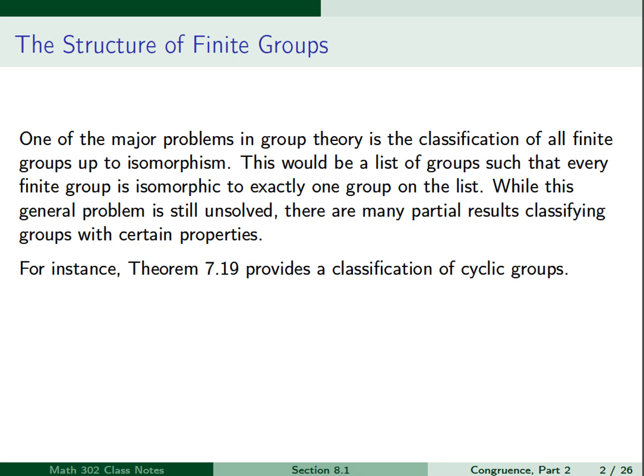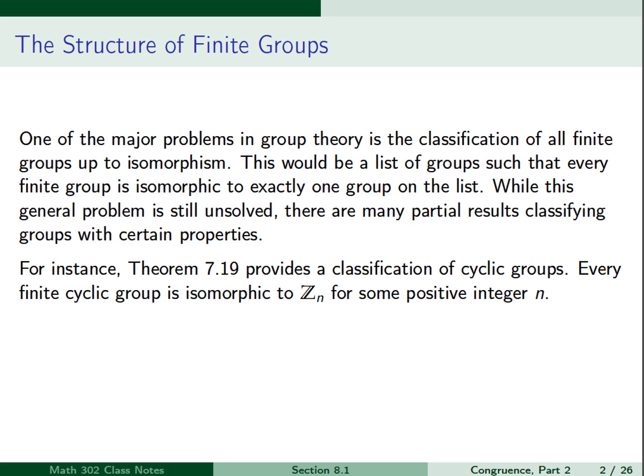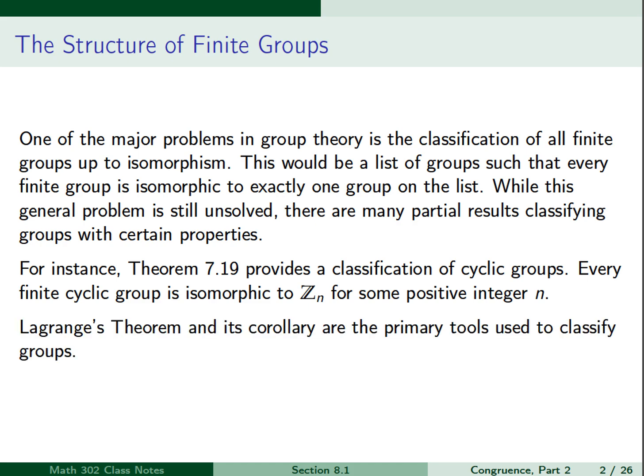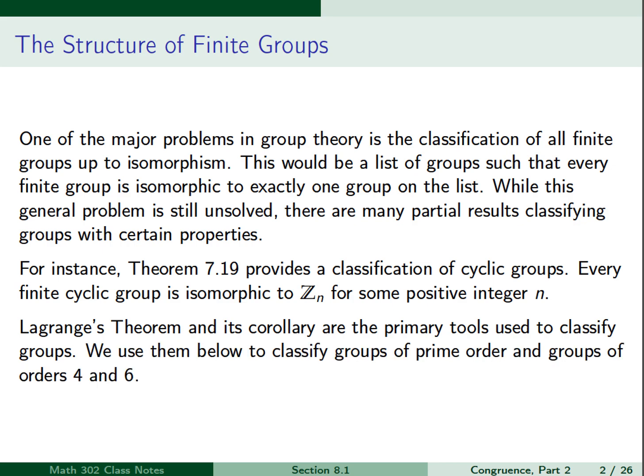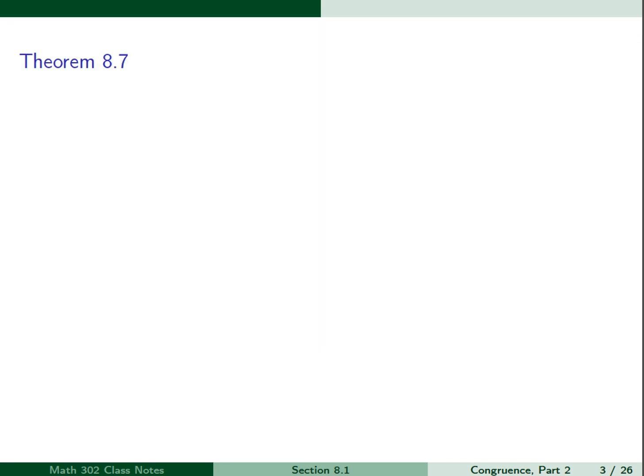For instance, Theorem 7.19 provides a classification of cyclic groups. Every finite cyclic group is isomorphic to Z sub n for some positive integer n. Lagrange's theorem and its corollary are the primary tools used to classify groups. We'll use them below to classify groups of prime order and groups of orders 4 and 6.